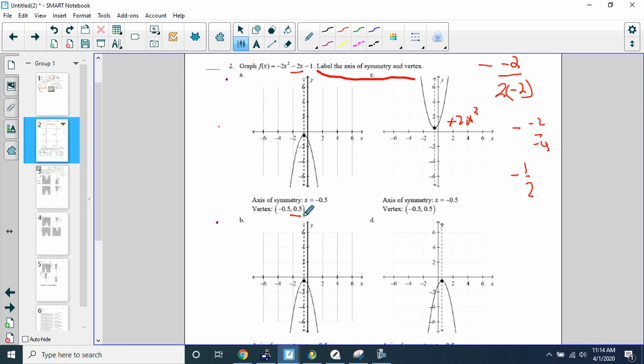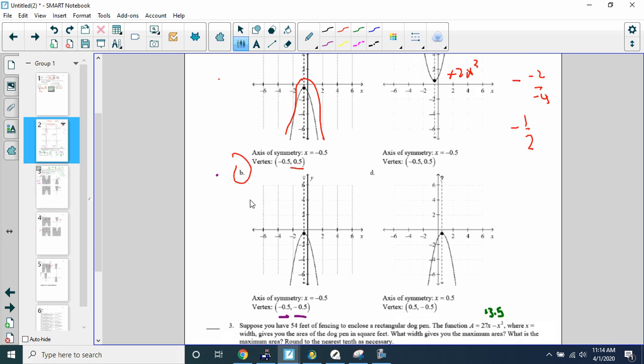And notice this one is not -0.5. Yeah, the graph's drawn that way, but this says 0.5. So actually this graph should be up here at 0.5, but it's not. So B is the correct answer here.